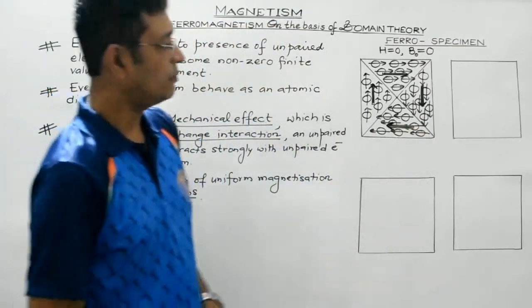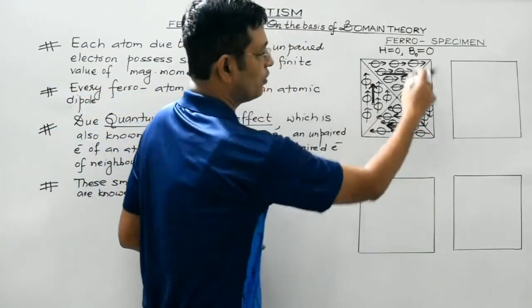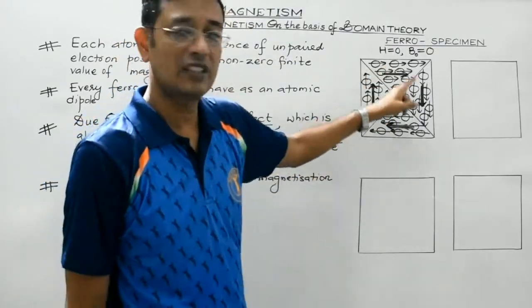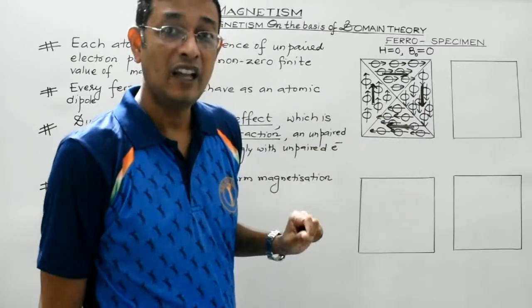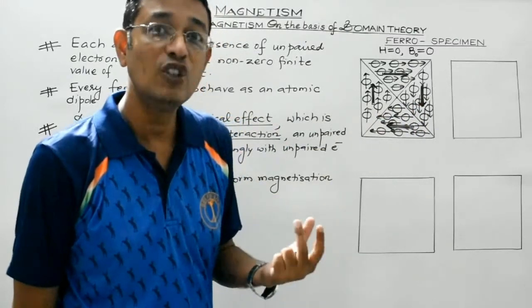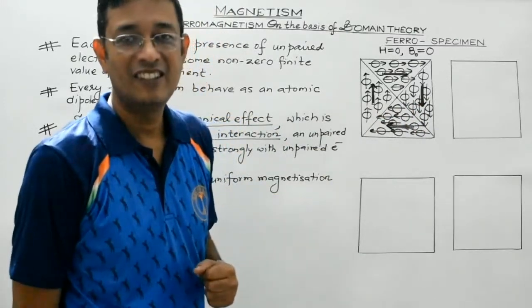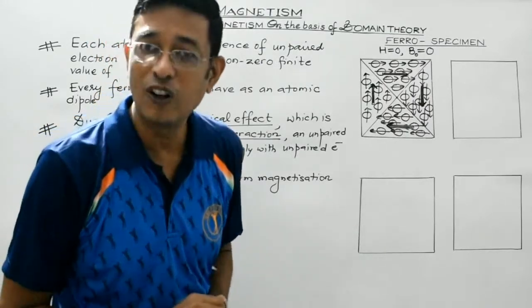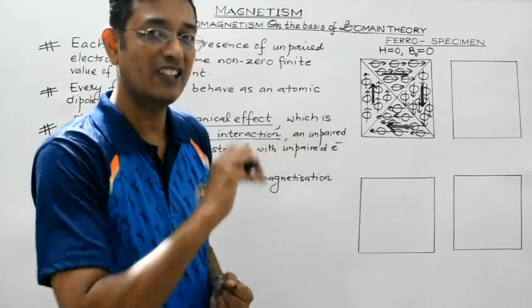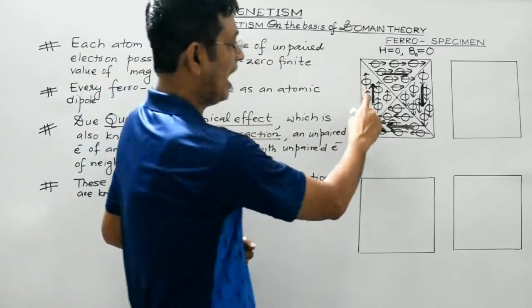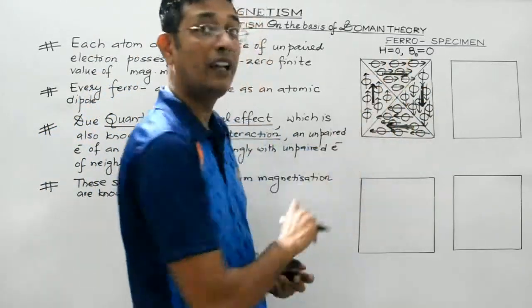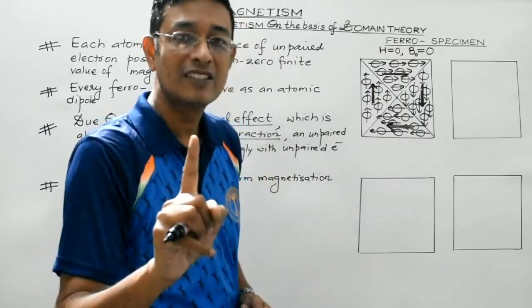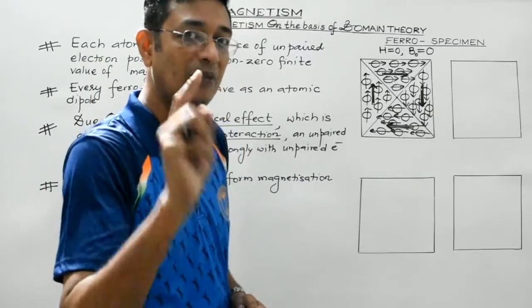So students, diagrammatically I have tried to represent this ferromagnetic specimen and I have divided it into 4 domains. Each domain possesses some net magnetic moment and each domain has uniform magnetization. That is, in each domain there are various atomic dipoles, all oriented in a common direction. But as a whole, the magnetic moments of these domains are randomly oriented. I repeat, the magnetic moments of the domains are randomly oriented.